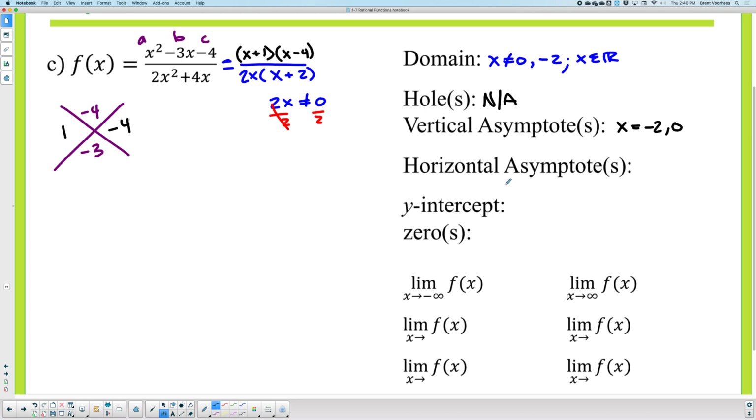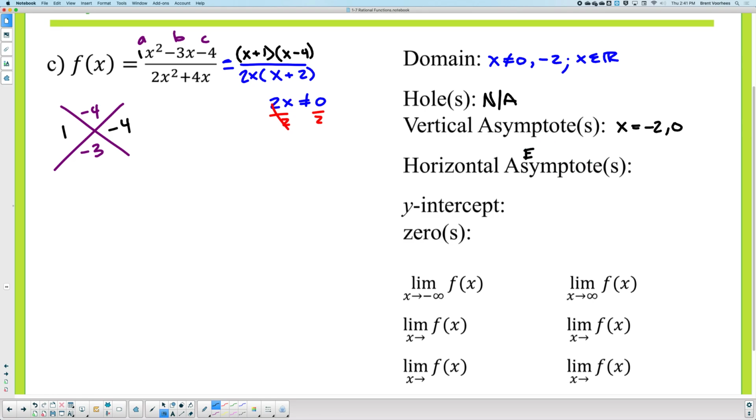Sorry I didn't graph first. We're just going to do algebra first this time, then we'll compare the graph after. Horizontal asymptote. Look at your exponents. Bigger on top, bigger on bottom, or are the exponents the same? Exponents are the same, so you would divide your coefficients.